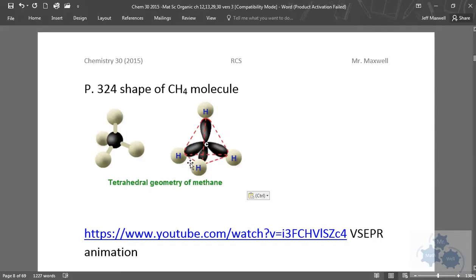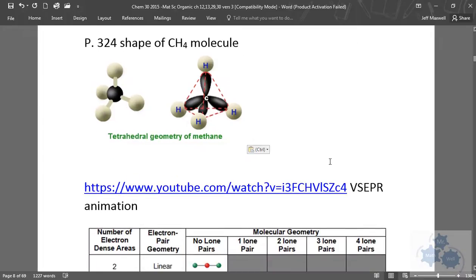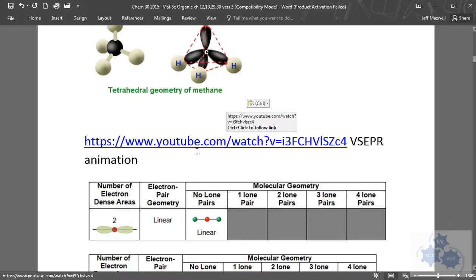Now, it's a little bit tough to see this three-dimensionally when it's on a two-dimensional surface like this, but you can kind of understand that the carbon is in the middle and then the hydrogens spread out so that they're all exactly the same distance away from each other. Okay, they don't all group in the bottom or on the side, but they're all spread out. And so this is called tetrahedral geometry. Tetra means 4, tetrahedral geometry of methane. So we're just going to pause. We're going to watch this little animation on the VSEPR theory.